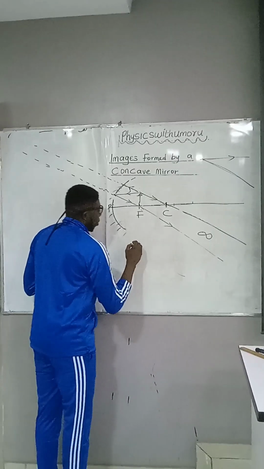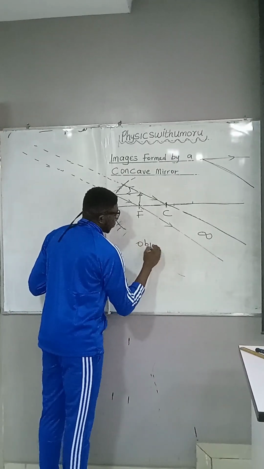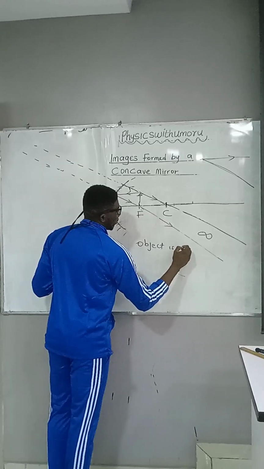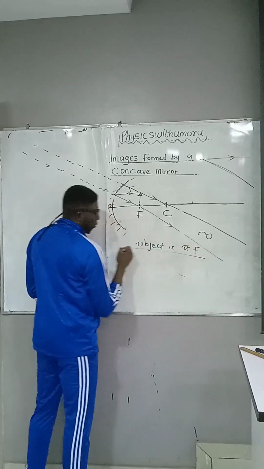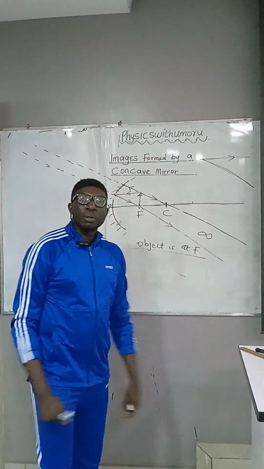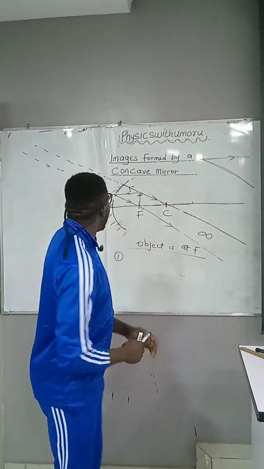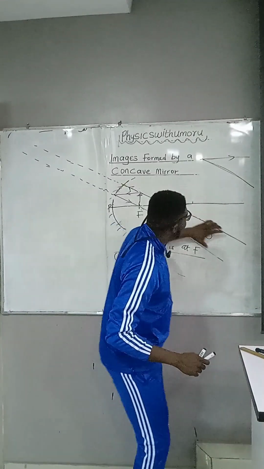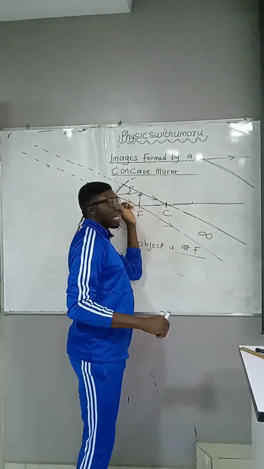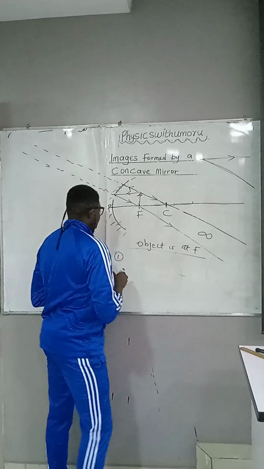All right, so when the object is placed at the principal focus, number one, what can we say? Is this image going to be real? Yes, because you notice that if these two lines will meet at infinity, it means that they are going to meet outside the mirror. So it's going to be real.